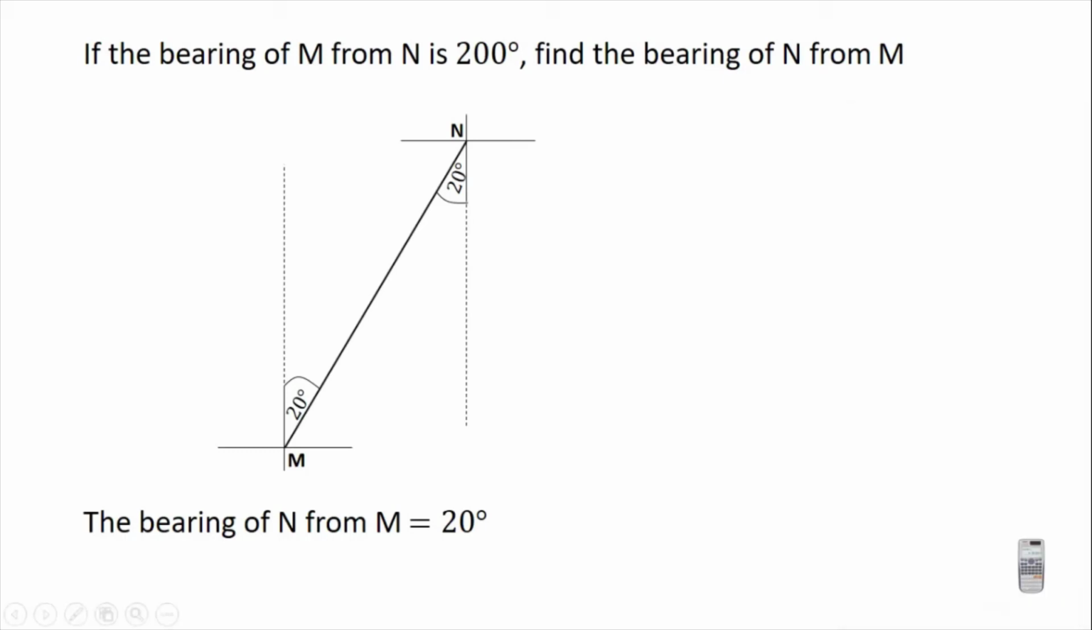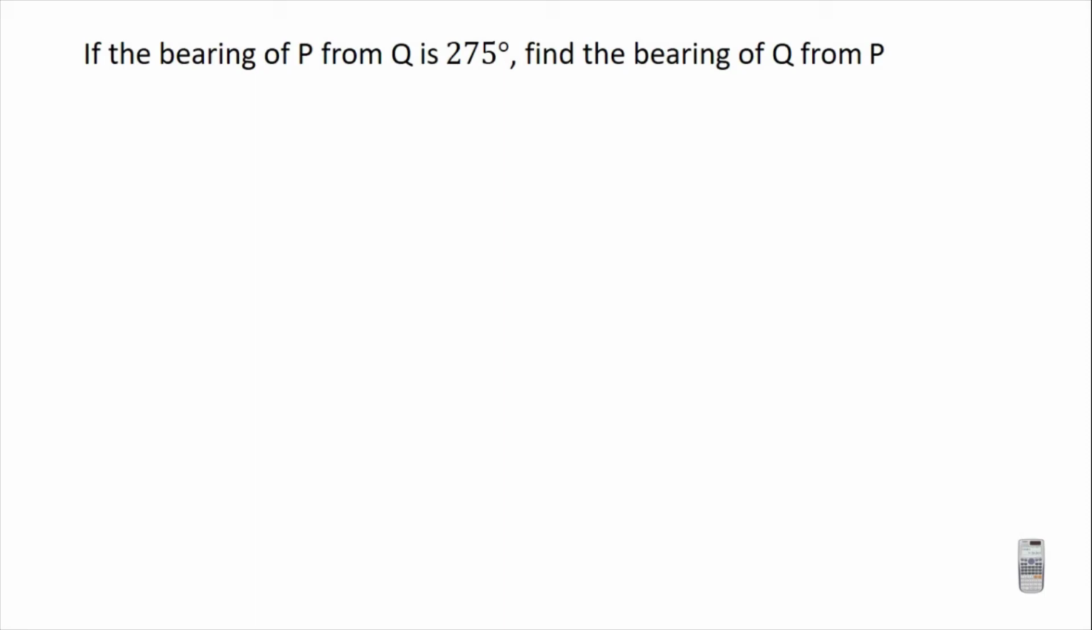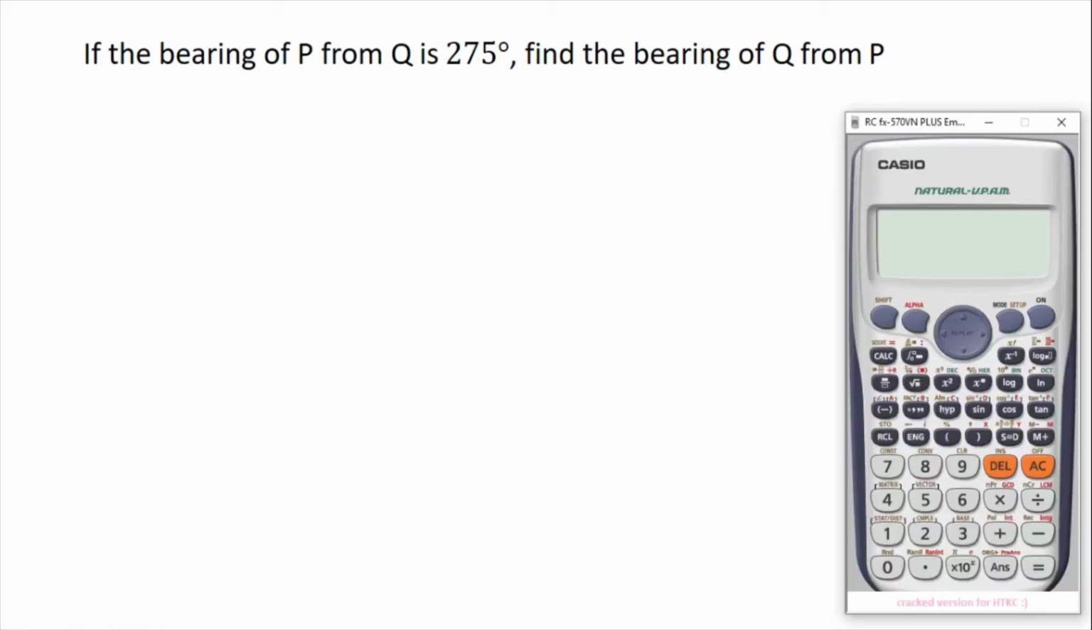Let's move on to the last question for this video. The bearing of P from Q is 275 degrees. Find the bearing of Q from P. So we are looking at the back bearing. The formula says that if the angle given to you is greater than 180 degrees, subtract 180 degrees from it. 275 is greater than 180 degrees. So to find the back bearing, it is going to be 275 minus 180, and that will give us 95 degrees. So with the formula, we have been able to find the back bearing as 95 degrees.